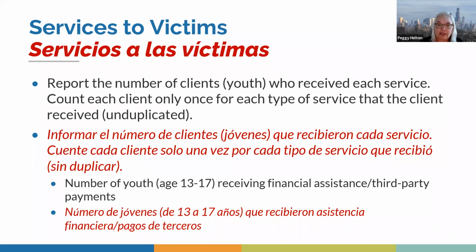You would count each client only once for each type of service that they receive. So it's an unduplicated count. Does that make sense? Because you're going to be reporting quarterly, you'll report new clients for any of these services. So the report will ask you for new and returning clients, so that you report each one of these only once. So if a youth received financial assistance 3 times, you would only count once here. Make sense? So it's an unduplicated count.